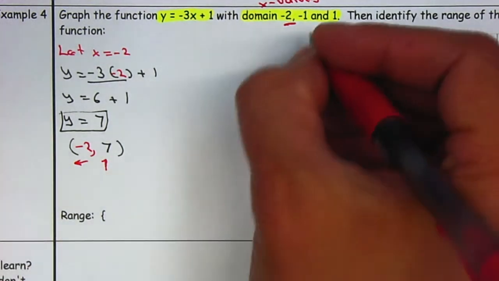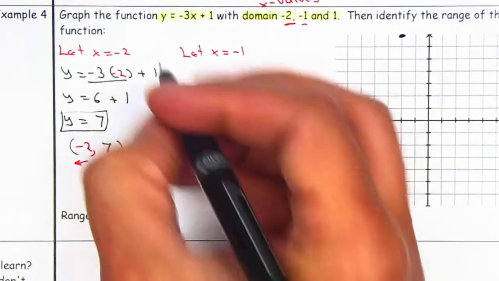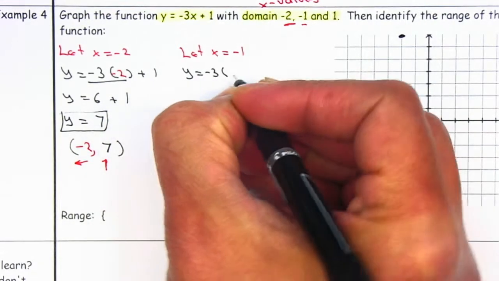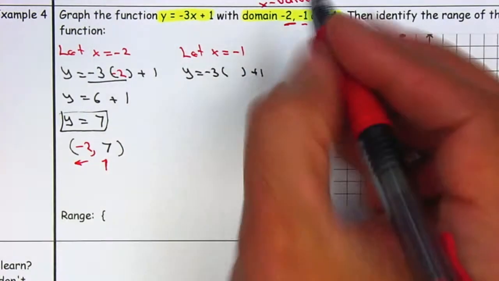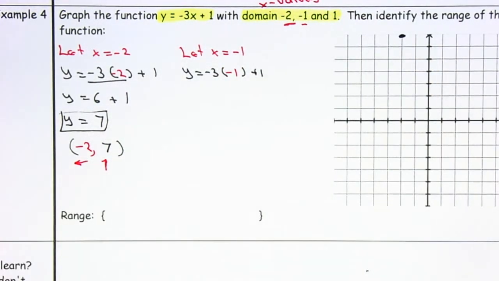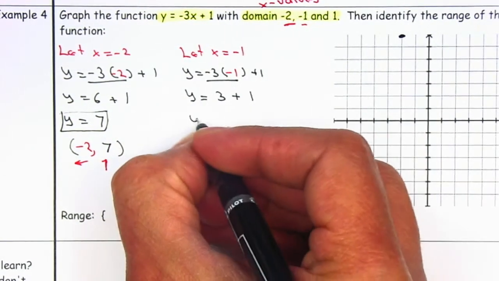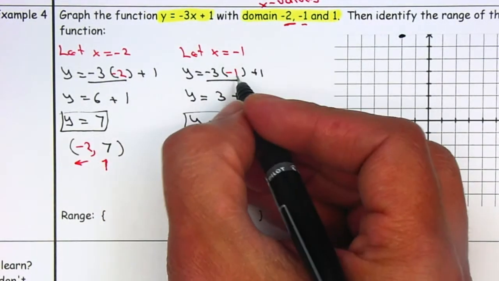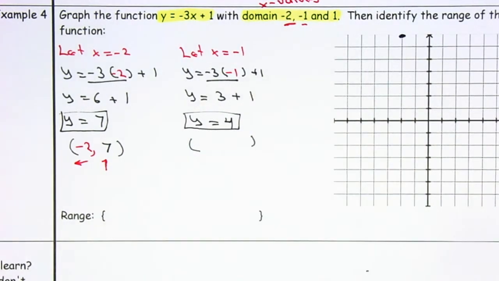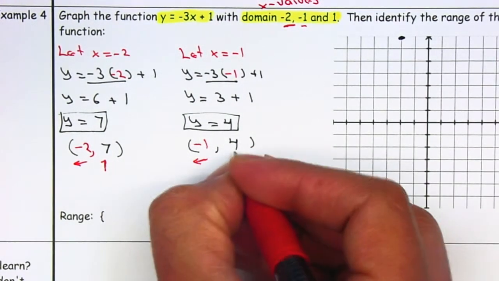Let's go and try the next one, -1. So I'm going to let x equal -1. We have y is equal to -3, but instead of the x will be a -1 and then plus 1. I'm going to substitute. I'm going to simplify. So it gives me 3 plus 1, y is equal to 4. So that gives me another point. So if the input value was -1, the output value was 4. So -1, comma 4.